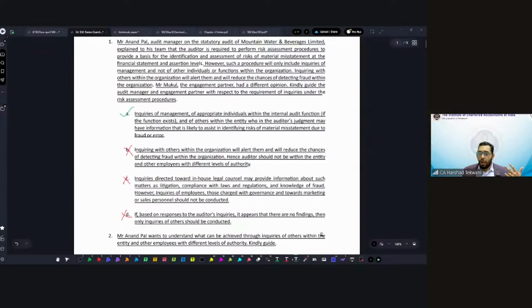Second, you can do inquiries with the employees who are recording complex transactions, who are recording unusual transactions, who are involved in the financial statement closure process. They will tell you about the selection and application of those accounting policies, the complex accounting policies, complex transactions. They will tell you how they process those complex transactions, how they are recorded in the books of account, what information they have, or how the financial statement closure procedure works.